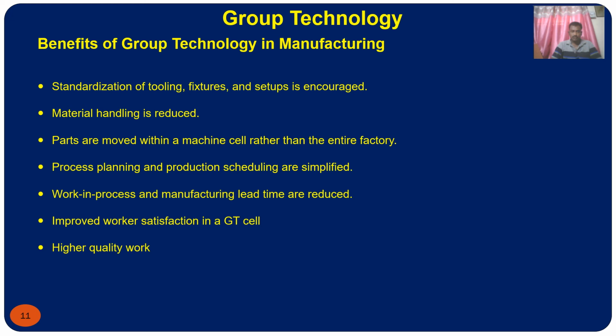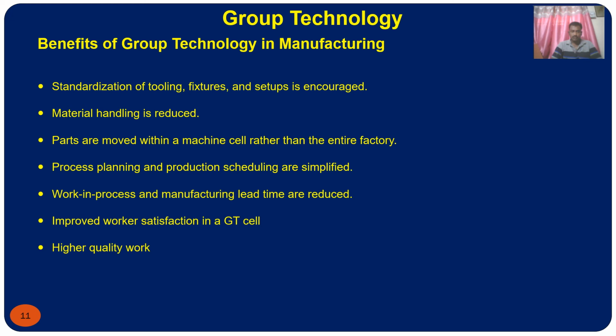Benefits of group technology in manufacturing. There are several benefits of group technology: standardization of tooling, fixtures and setup is encouraged, material handling is reduced, parts are moved within a machine cell rather than the entire factory, process planning and production scheduling are simplified, work in process and manufacturing lead time are reduced, improved worker satisfaction in a group technology cell, and higher quality work. So these are the benefits of group technology in manufacturing.